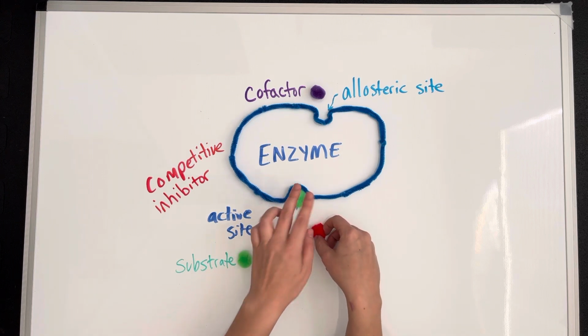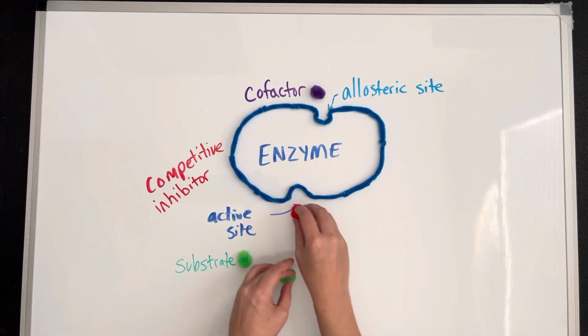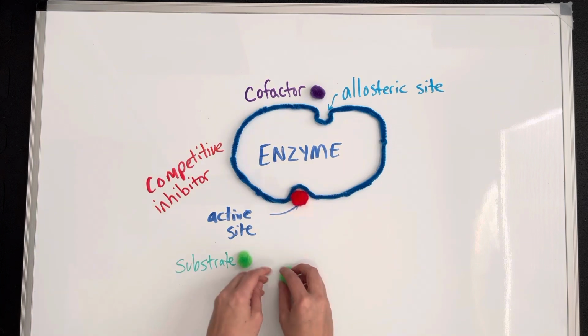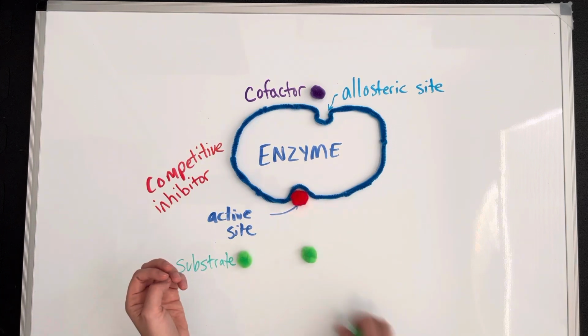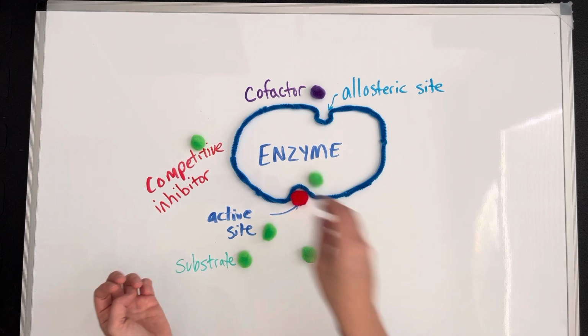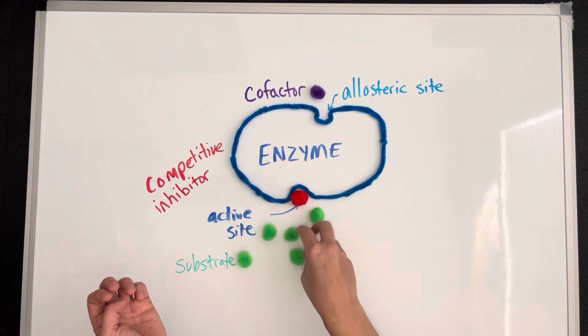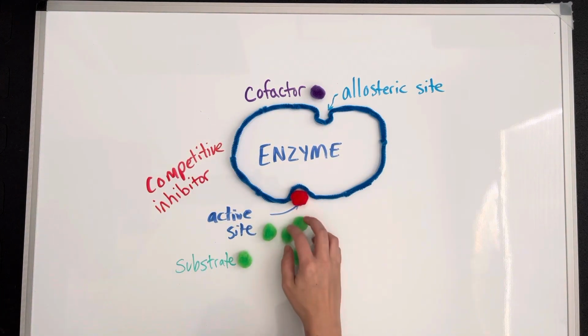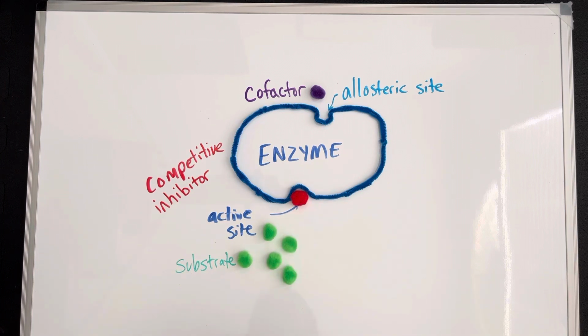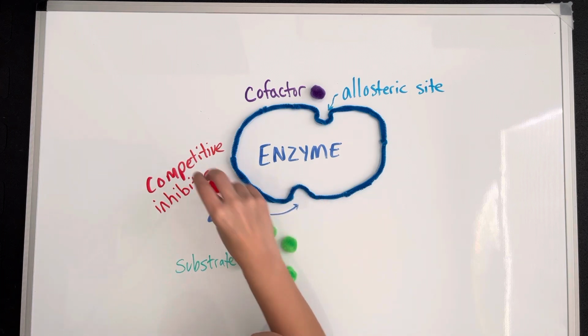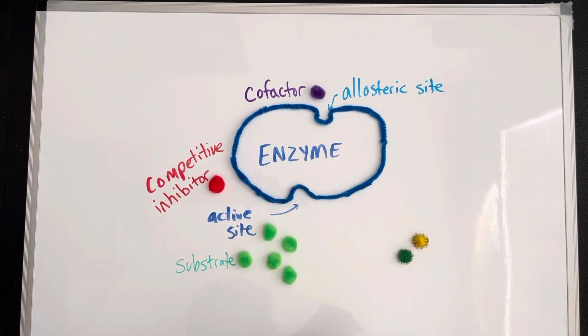If the substrate gets there first, the reaction happens. If the competitive inhibitor gets there first, the reaction doesn't happen. It doesn't matter how much substrate you add, right? Nobody can get in there. Whoops, that went in. Nobody can get in, okay? So all these substrates have to stay outside because the active site is taken up by our competitive inhibitor. Let's move him over here. We'll leave our products in the picture.